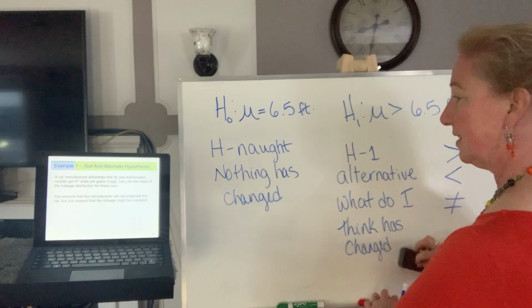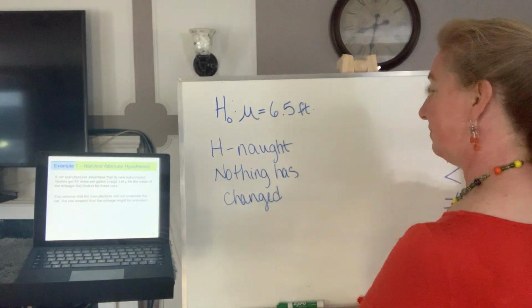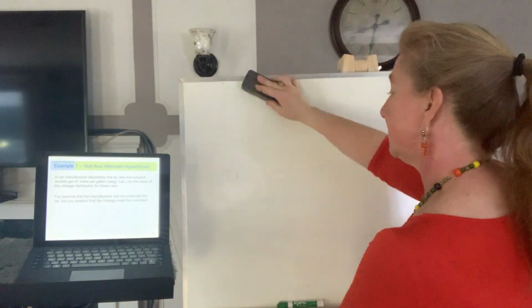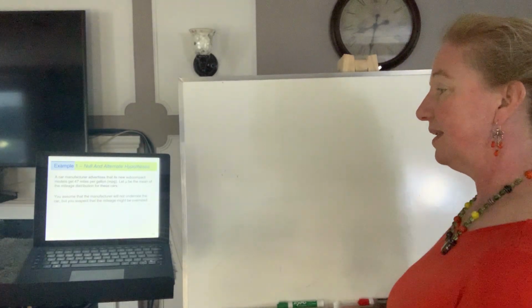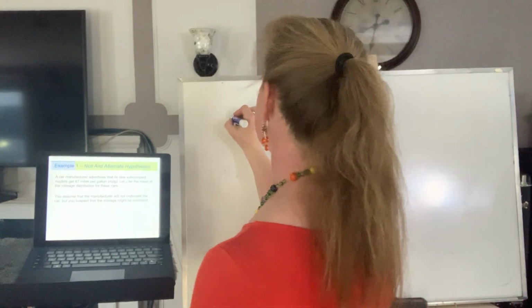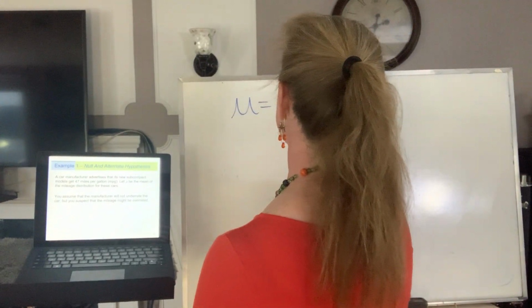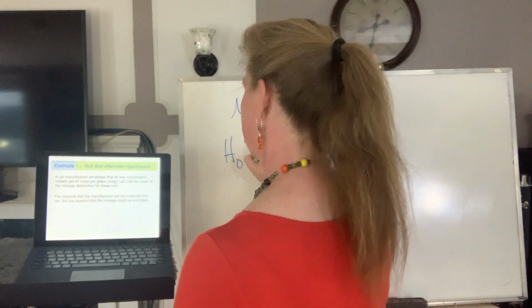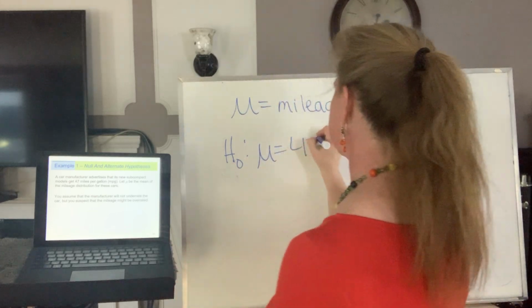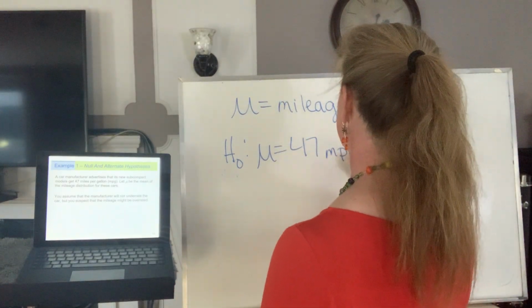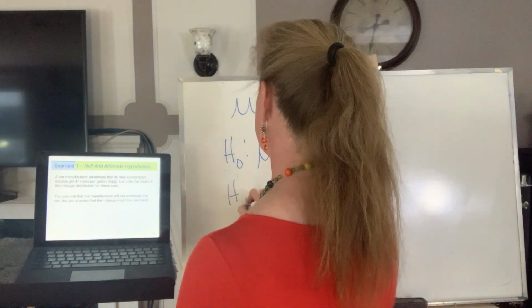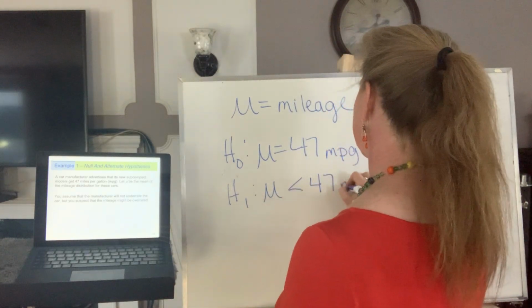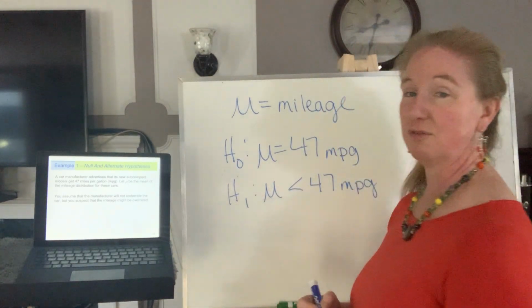All right, so let's say a manufacturer advises that his new subcompact model gets 47 miles per gallon. Let mu be the mean of the mileage distribution for these cars. So mu is mileage. So H naught, mu is equal to 47 miles per gallon. H1, I think they overstated it. I think that really they're not getting 47 miles per gallon.